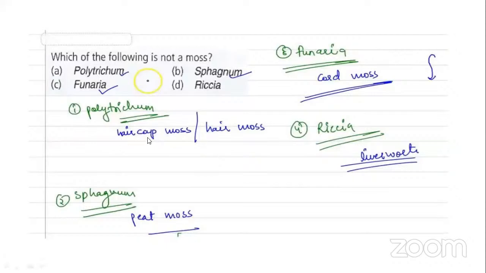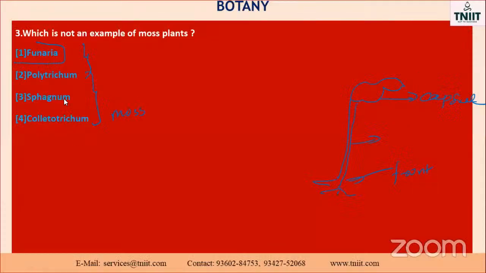Polytrichum. It is a hair cap moss. Funaria, cord moss. Correct only. Cord mosses. And Riccia is a liverwort. That's why I have chosen it here. Riccia has been given, there is no option. Riccia is not here. Instead of Funaria, you must put Riccia here. So the answer is Riccia only, because the other three also, what is that?